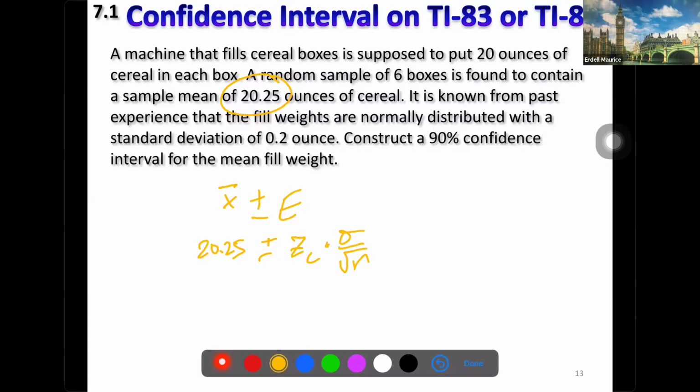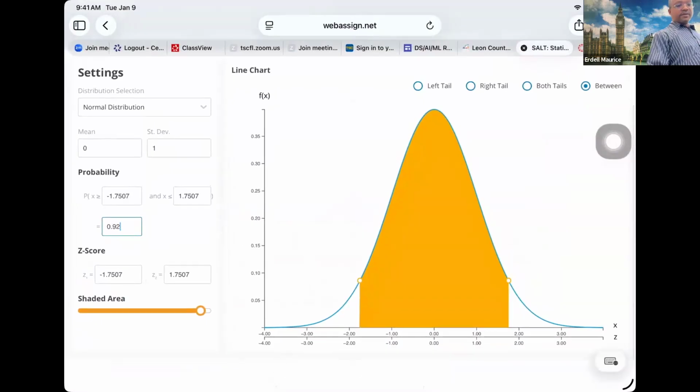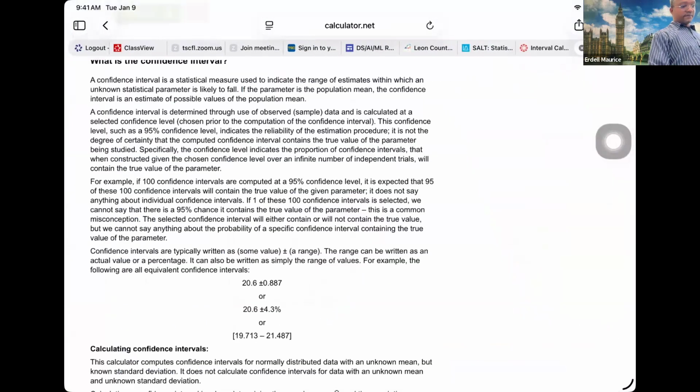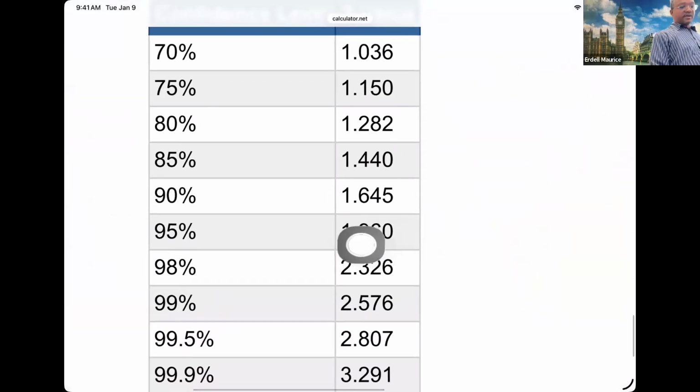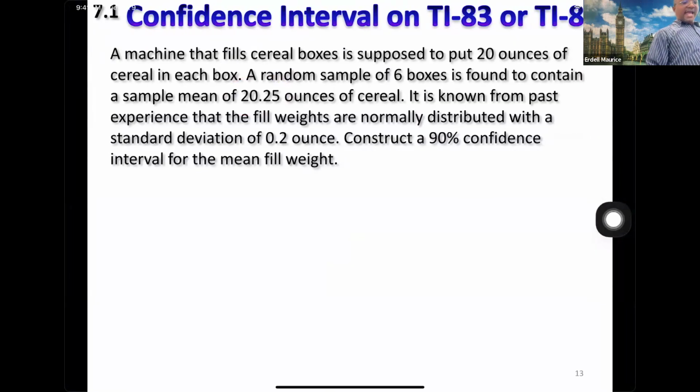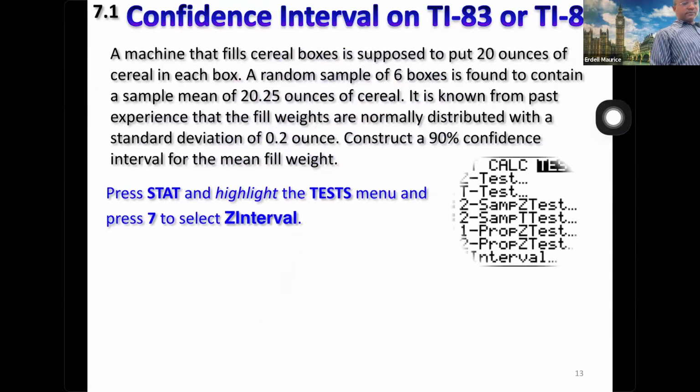What percent confident do we want to be? Very confident, right? And so that means we go to SALT to find that number, yes? Or we could go right here, down here. For 90% confidence, the Z value is 1.645. Since it's not like 92, it's a standard value, 1.645. And then we multiply that by the standard deviation, 0.2, divided by the square root of 6.